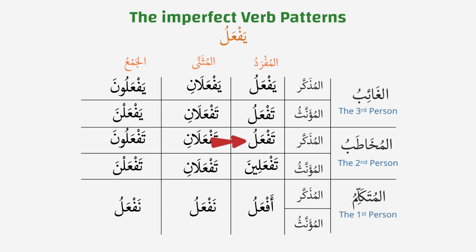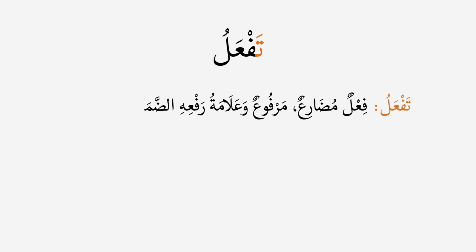Next is for second person singular masculine, which is the same for third person singular feminine. However, the i'rab is different. In this pattern, we have حرف المضارعة ta attached to it in the beginning, and there's nothing else attached to it. The i'rab of this pattern goes as follows: تفعل فعل مضارع مرفوع وعلامة رفعه الضمة الظاهرة.